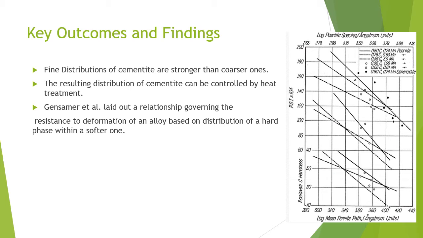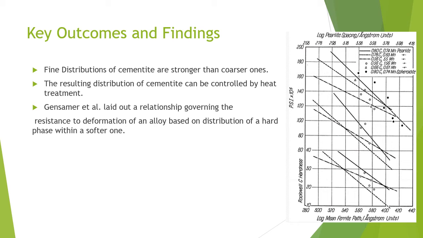Through their research, Gensamer et al. established a relationship in which the resistance to deformation of a metallic aggregate consisting of a hard phase dispersed in a softer one is proportional to the logarithm of the mean straight path through the continuous phase. They have therefore been able to quantitatively define what has been known qualitatively for quite some time.